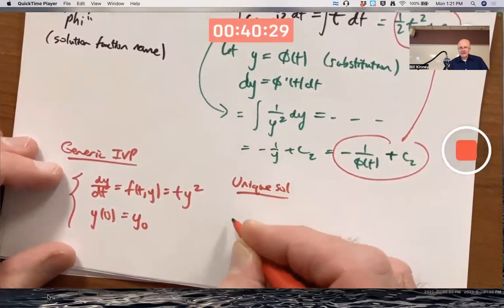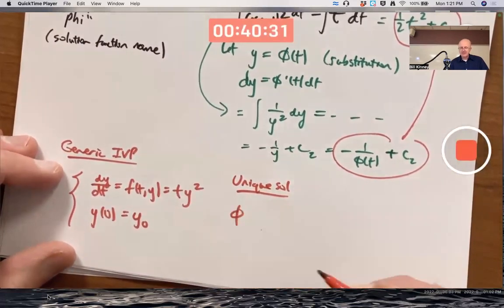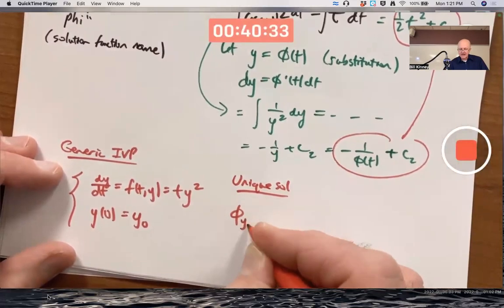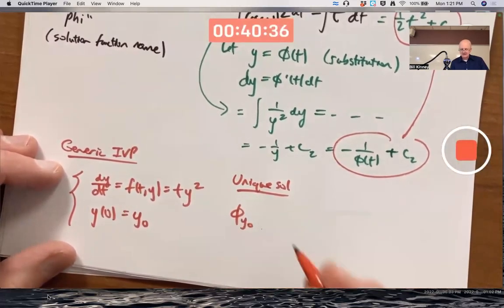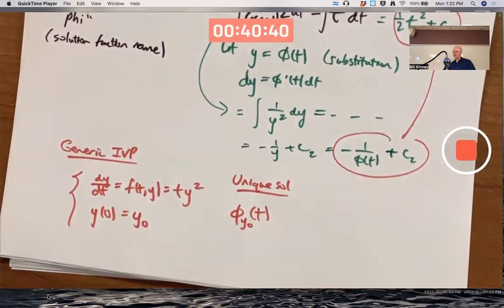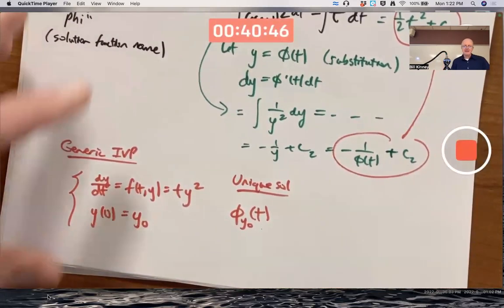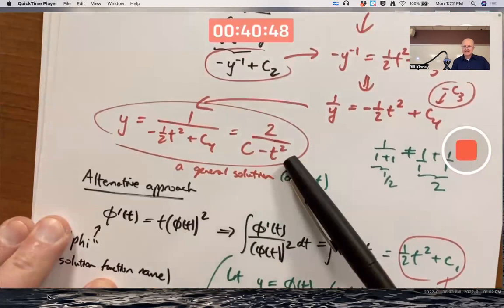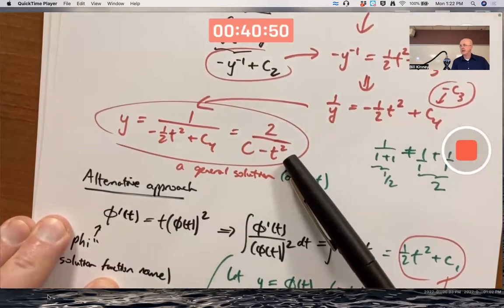What I'd like to do here is write the unique solution using the phi. I'll write it as phi of t, but I'm going to use a subscript, phi sub y naught of t, to emphasize what the initial condition is. And what's its formula going to be? It's effectively going to be this, except I'm going to solve for c in terms of y naught.